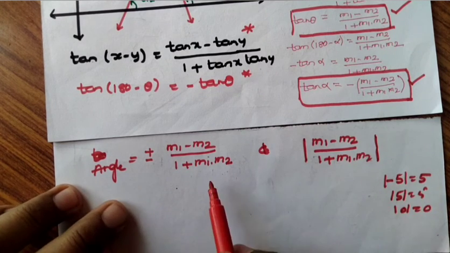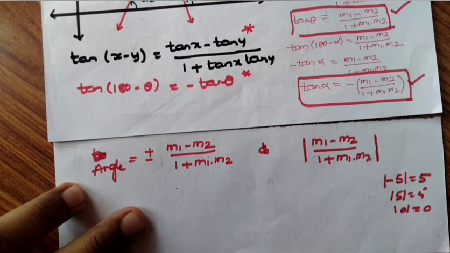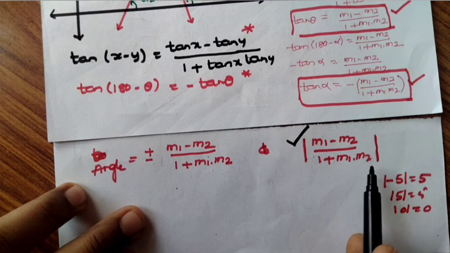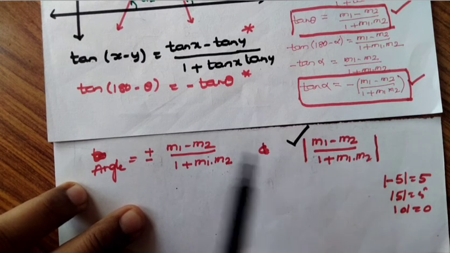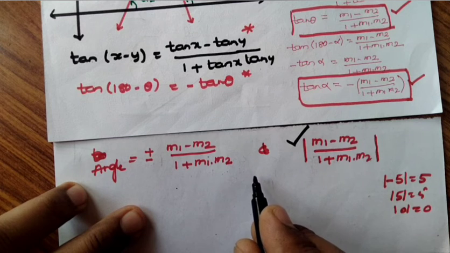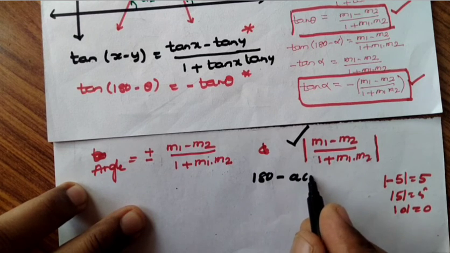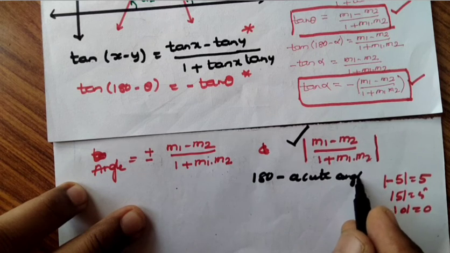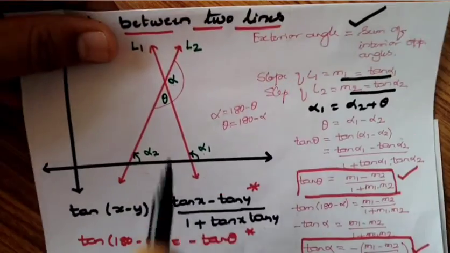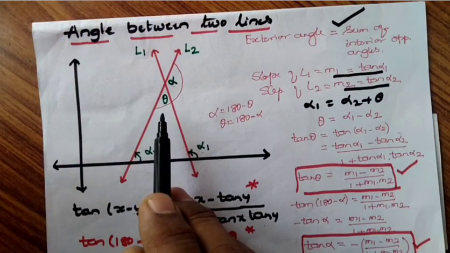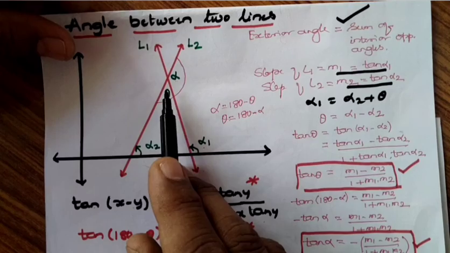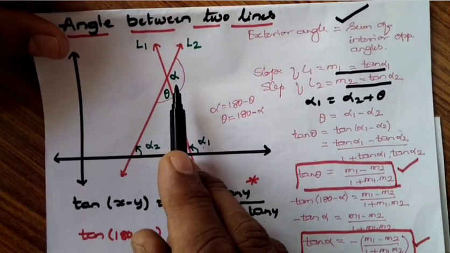So to find the acute angle, we use the formula modulus of m1 minus m2 divided by 1 plus m1 into m2. After getting the acute angle, easily we can find the obtuse angle by using the formula 180 minus acute angle. Yes or no? But don't get confused here. Theta is always acute and alpha is always obtuse, but that is only according to my diagram, where theta is acute and alpha is obtuse.